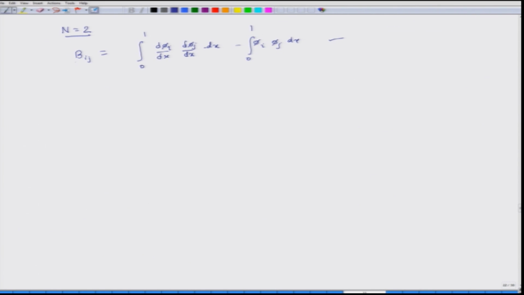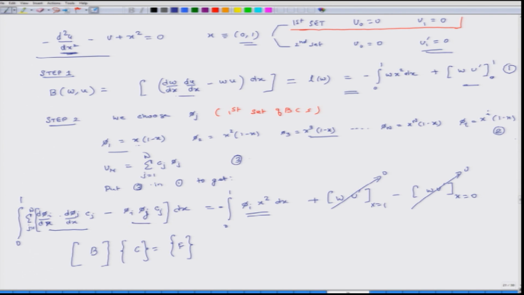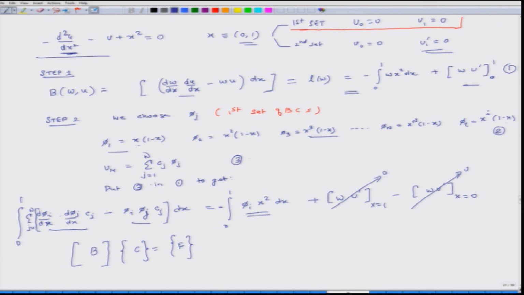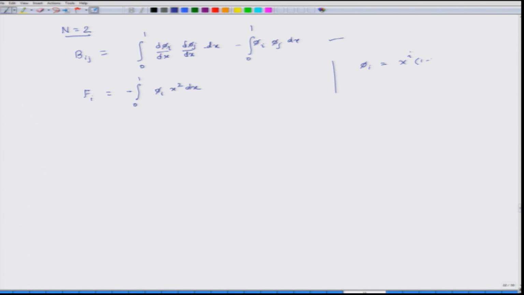Okay. So, this is how I get Bij, and the force vector is related to integral of phi I times x square, and while calculating Bij I substitute these phis with the assumed functions which are phi 1, phi 2, phi 3 and so on and so forth. So, I can calculate fairly easily the terms which are in B matrix, and for calculating force it is integral of minus phi I x square dx. Okay.